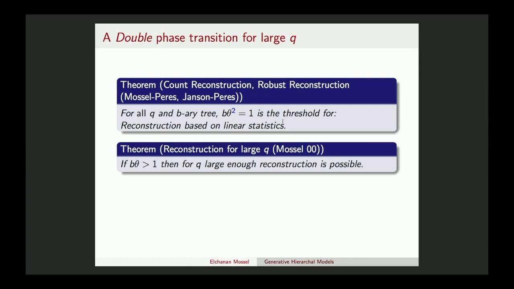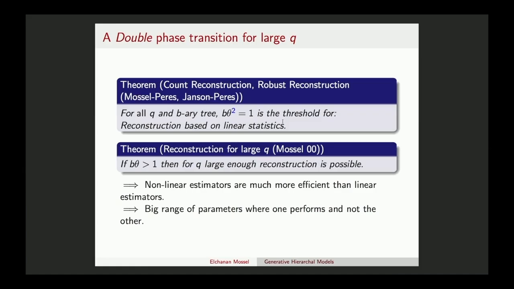Let's look at these two thresholds. Sorry, maybe I should have written it in a different way. If b is bigger than 1 over theta squared, that is, if theta is bigger than 1 over square root of b, then you can reconstruct using linear statistics. And if theta is bigger than 1 over b, which is a much smaller number, then you can reconstruct in some other ways, in particular using this mysterious belief propagation.